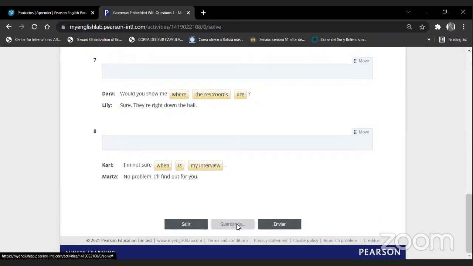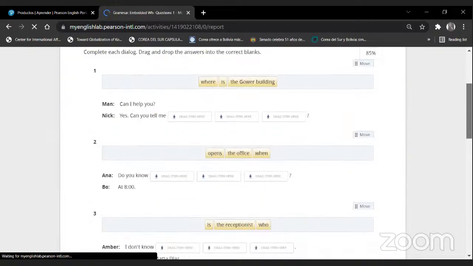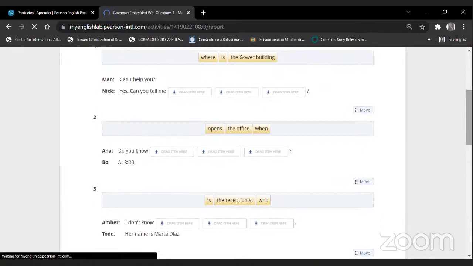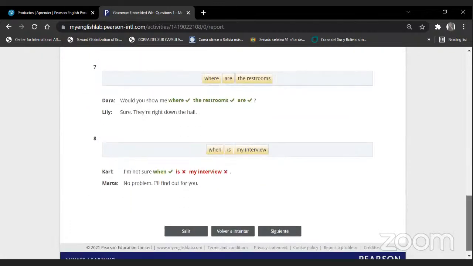Okay, if you are sure, let's see. Okay, why? Because of the order, right? For example, in number three, first the subject, and after that the auxiliary. And the same was for the last one. Yes. Okay.